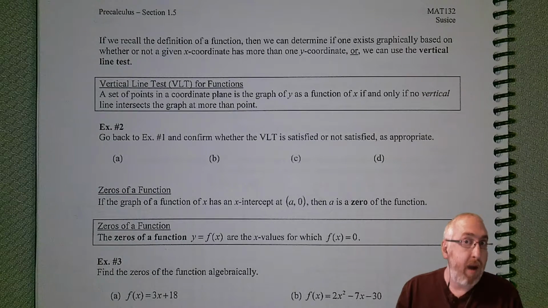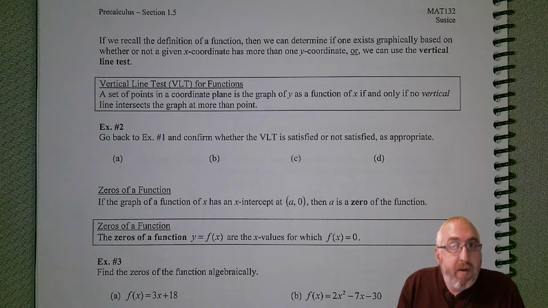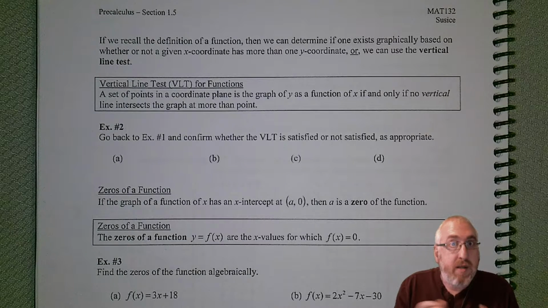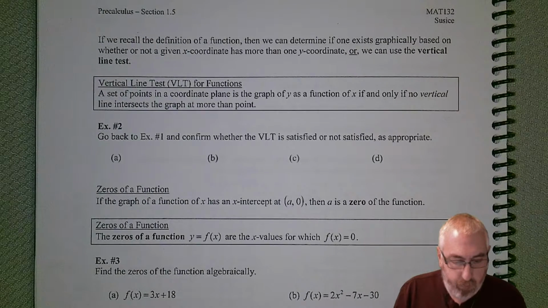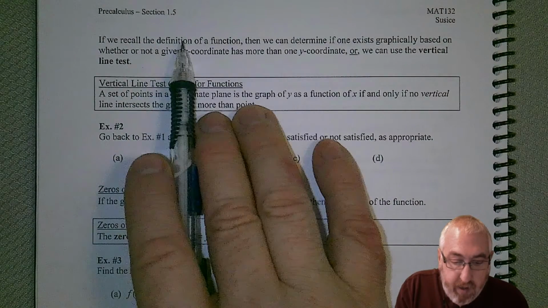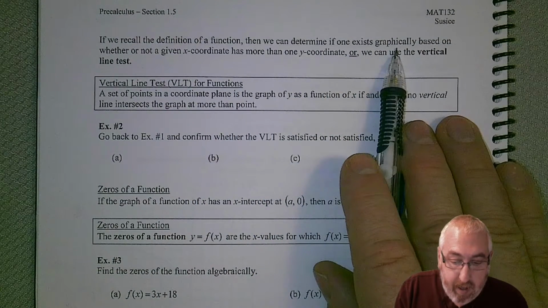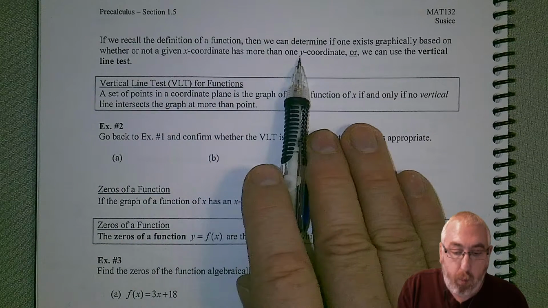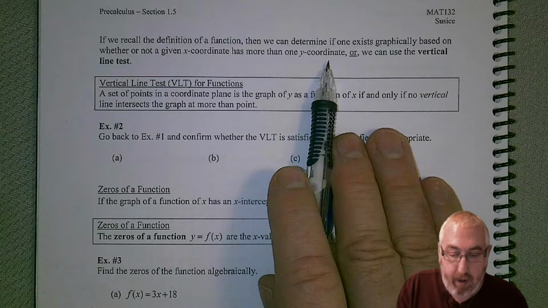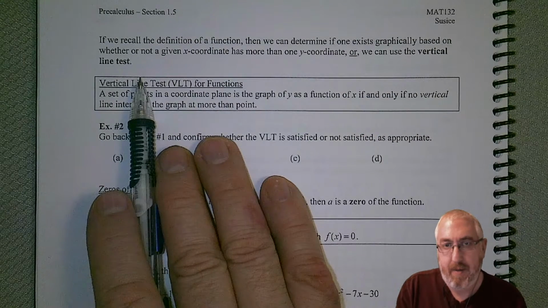We looked at how we can graph functions and some specific things that we can determine from the graph as far as how and if it could be a function. But let's put it into words so that we have a definitive rule. If we recall the definition of a function, then we can determine if one exists graphically based on whether or not a given x-coordinate has more than one y-coordinate. Or we can use the vertical line test.